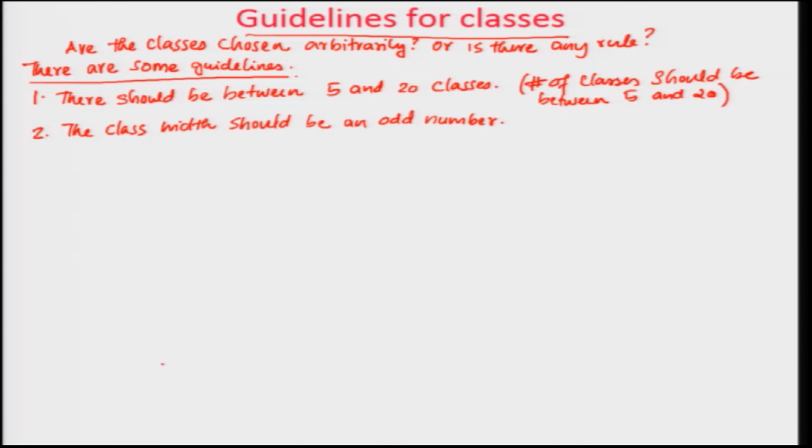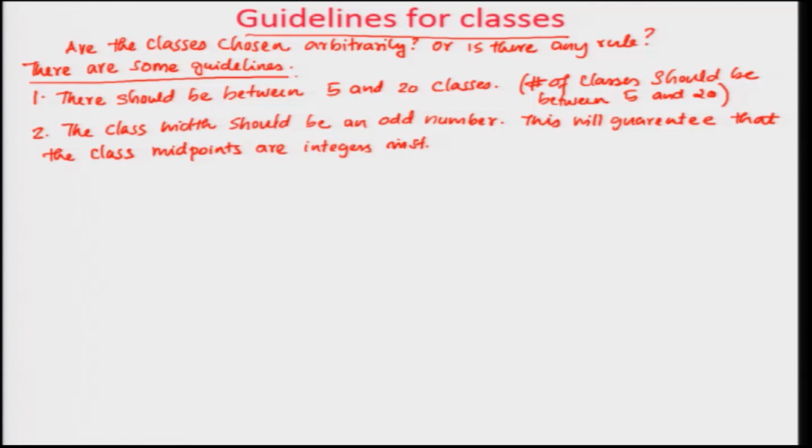Okay. So, this is a clue to the answer of the question, what should the class number be? It should be an odd number. Why is it recommended to be an odd number? This will guarantee that the class midpoints are integers instead of decimals.